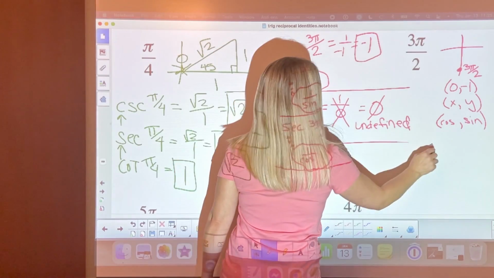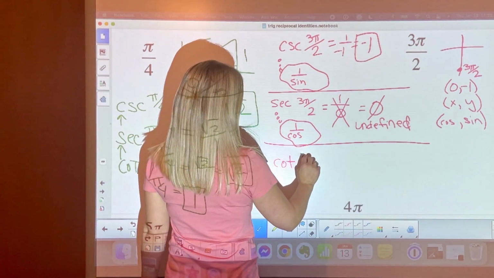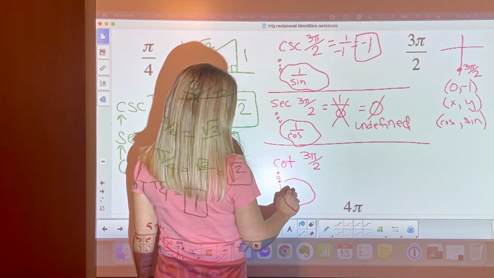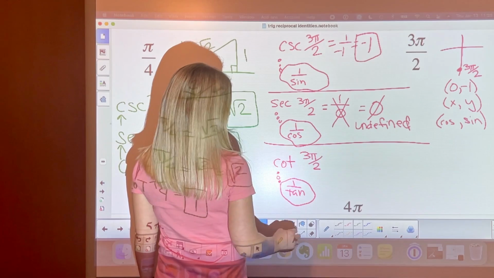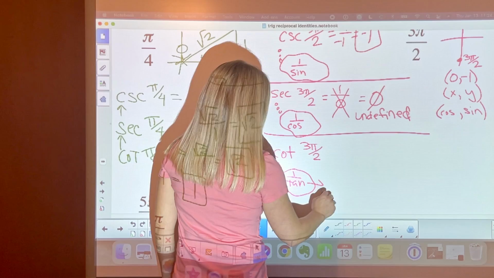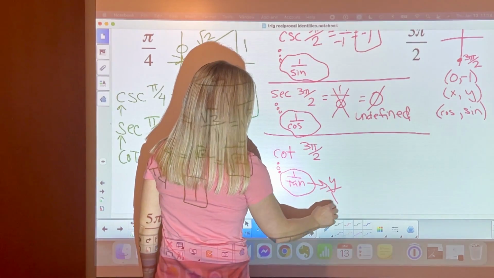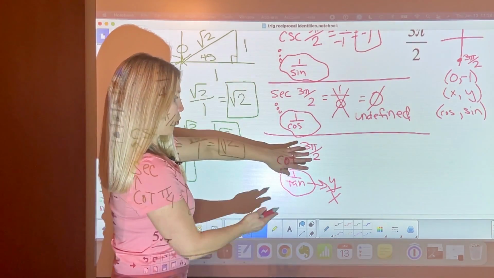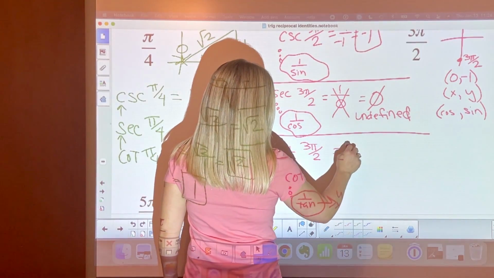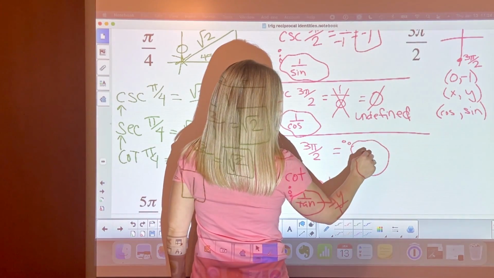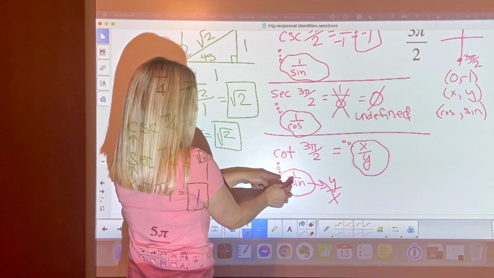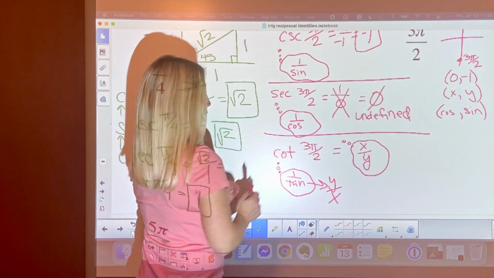So now, let's try cotangent of 3 pi over 2. And remember that cotangent is 1 over tangent. So what would tangent be over here? If you remember, tangent is y over x. But now we need 1 over y over x, which is going to really flip that, right? So cotangent, if you think about it, I'm going to put my thought bubble here, is actually x over y. Correct? Because tangent is y over x, and we have to flip it to get cotangent.